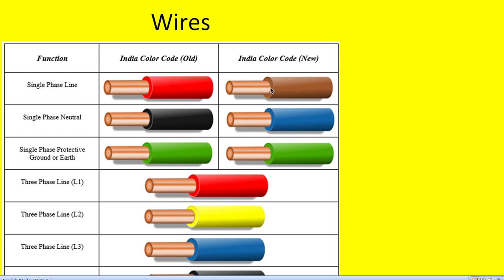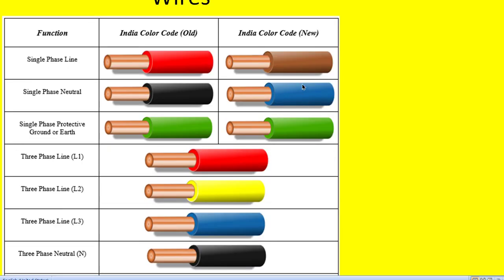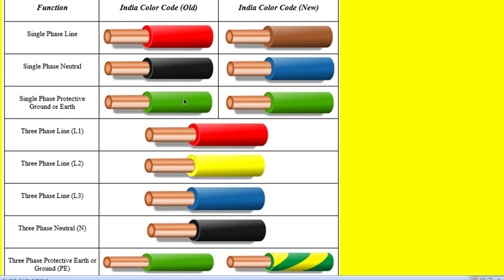This is olden days. Now this is a new system. So this color is used these days. This is also used if it is available. Similarly, for single phase wiring, black color we use as neutral, or blue color also we can use as neutral. Similarly, for grounding or earthing the single phase supply, we use green color wire.